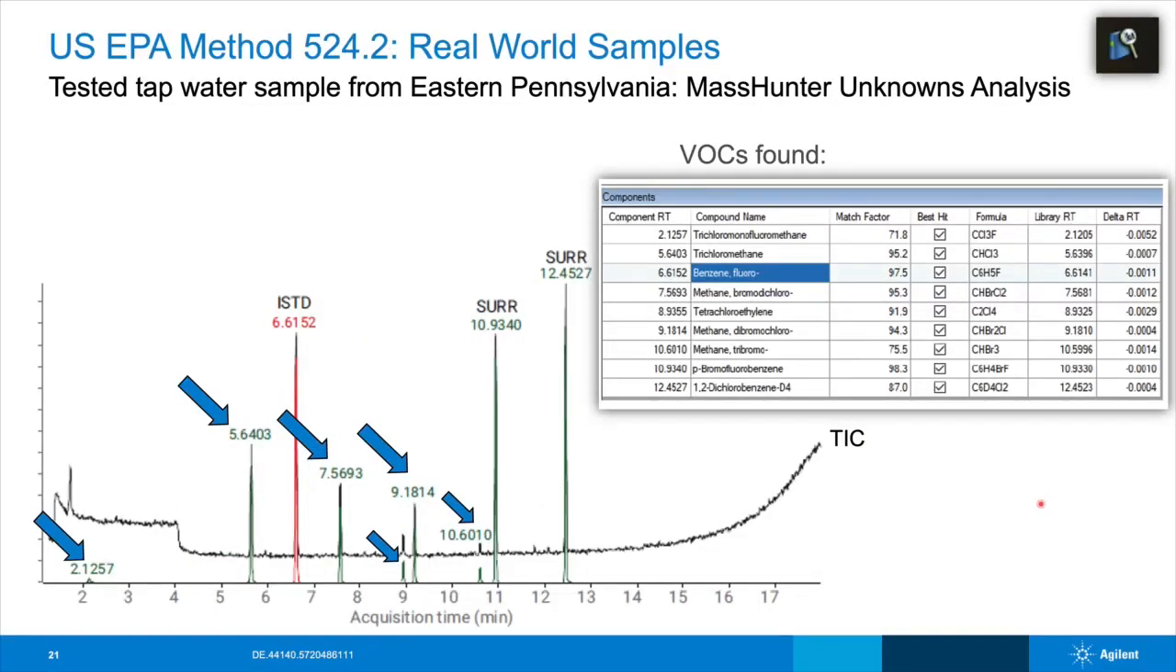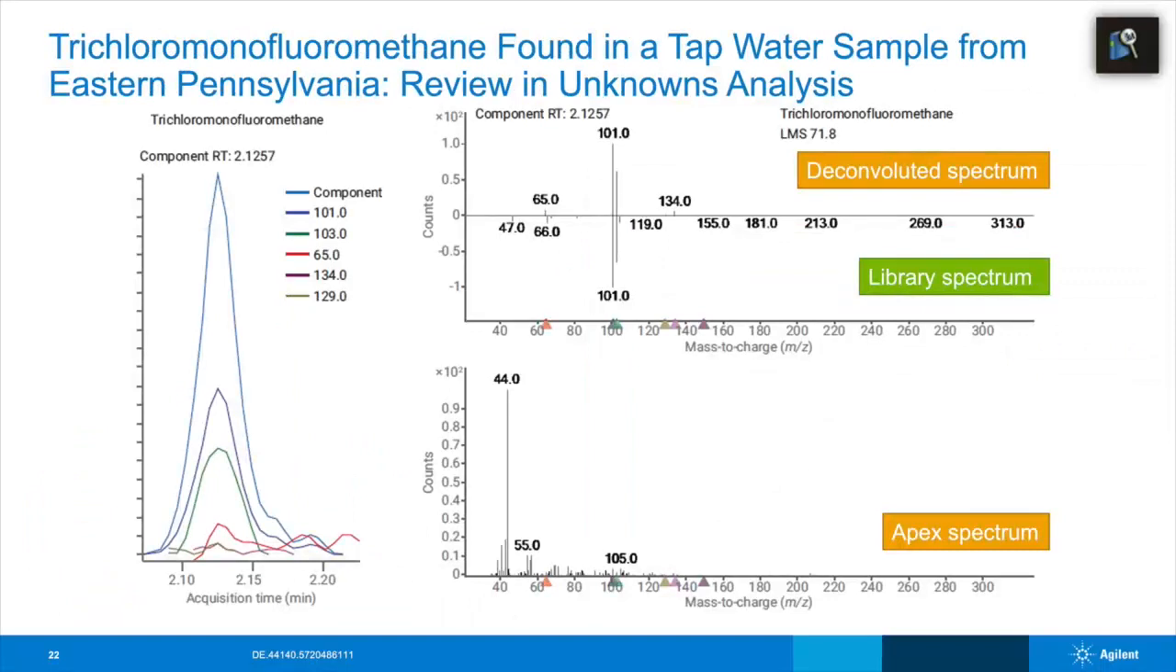And this is one that we found interesting, this sample from one of my colleagues. We found a number of compounds in there at fairly low levels. Here's the ISTD shown in red, the fluorobenzene. And we want to take a look at this interesting compound up here, trichloromonofluoromethane. The peak at 2.1257. So it's there at a very low level, but it's interesting.